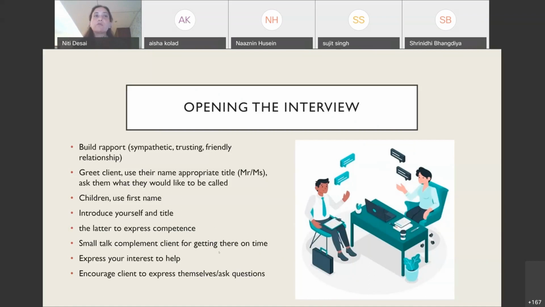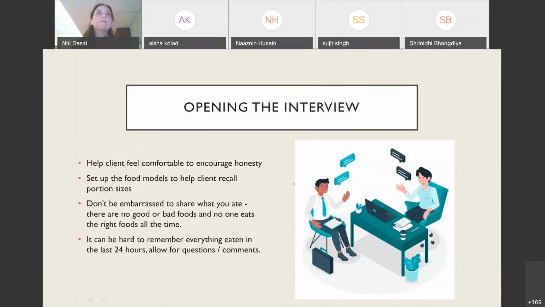Express your interest to help and encourage the client to express themselves and ask questions. Do not come across as somebody who is formidable and not open to questions or discussion. This helps the client feel comfortable and encourages honesty, because if you show a position of authority, the person may not be at ease, will not open up, and we will not get all the correct information.